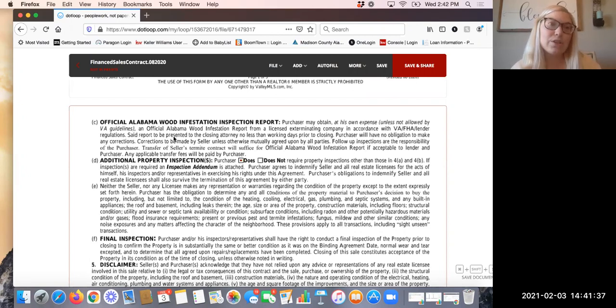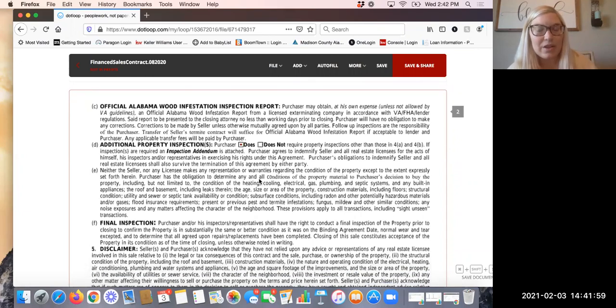However, you cannot get it too early because it must be within 30 days to be accurate. So if you got it the first week you were under contract, but you have a 45-day closing, it's going to be expired by the time your closing comes. So it must be within 30 days of that closing time period.